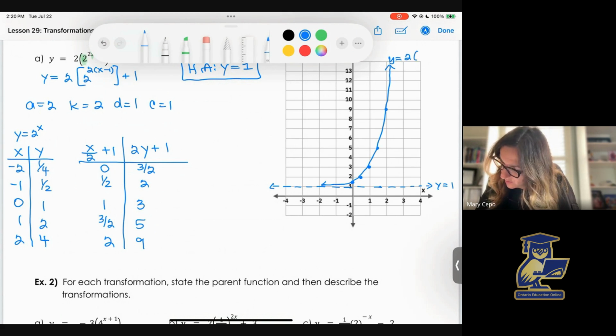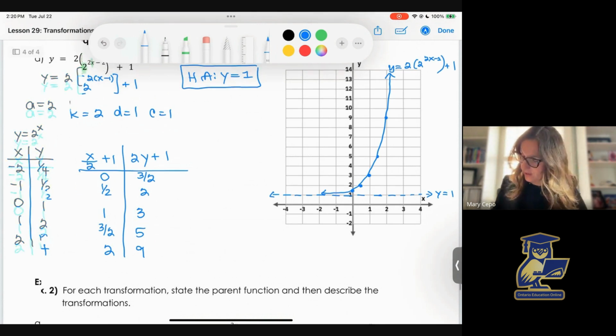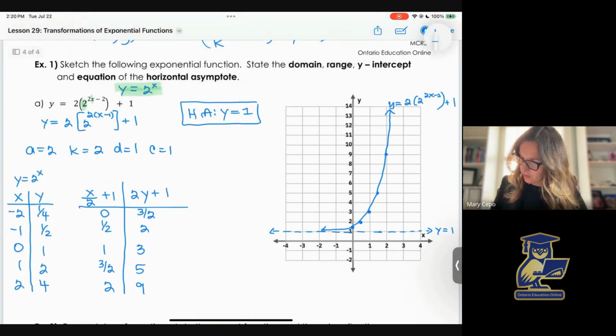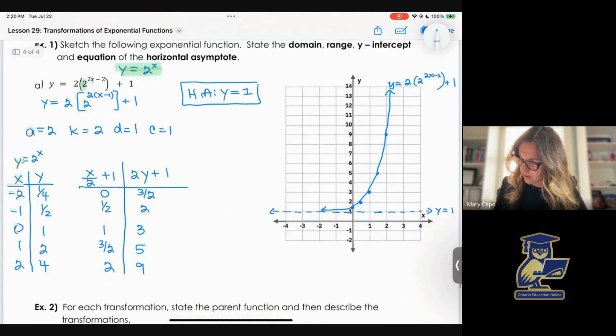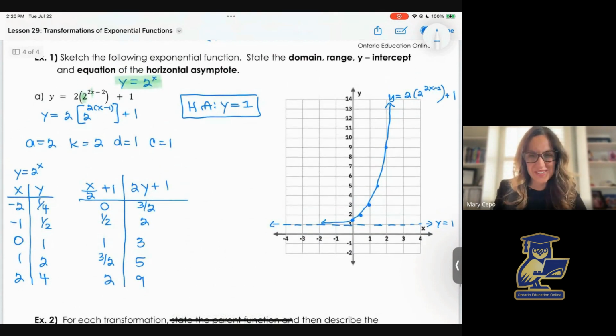And again, you can put the original or the factored form. They represent the same function. Okay, so making sure to answer all that's asked. We want to do sketch. We did that. State the domain and range, the y-intercept, and the equation of the horizontal asymptote. So the horizontal asymptote we did it already.